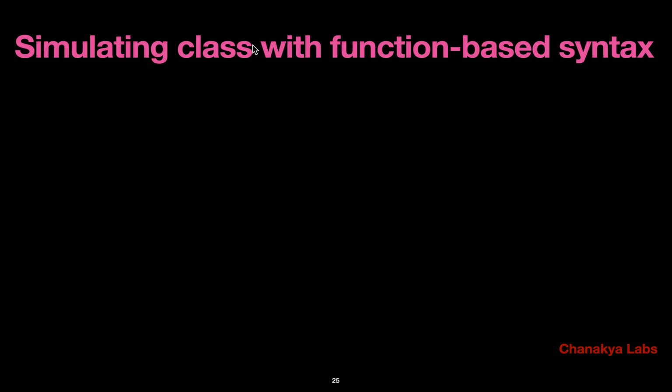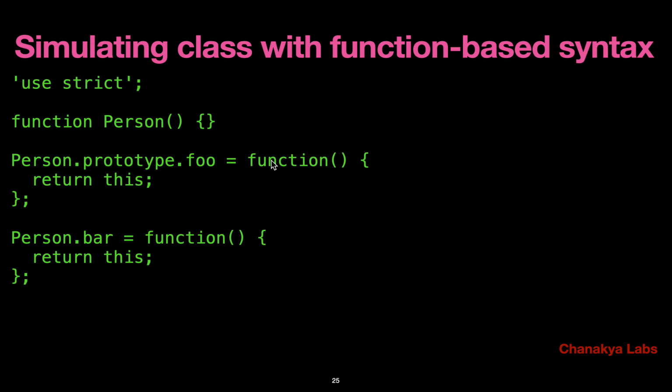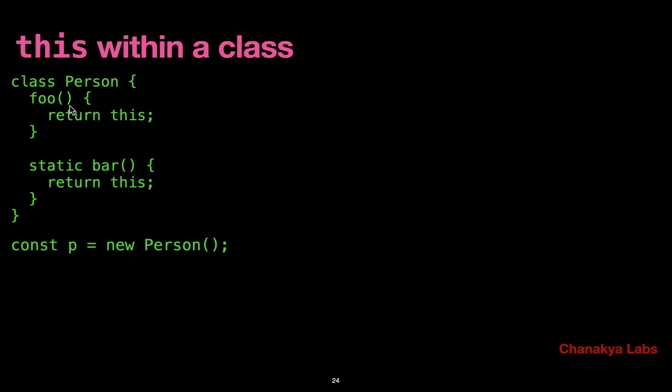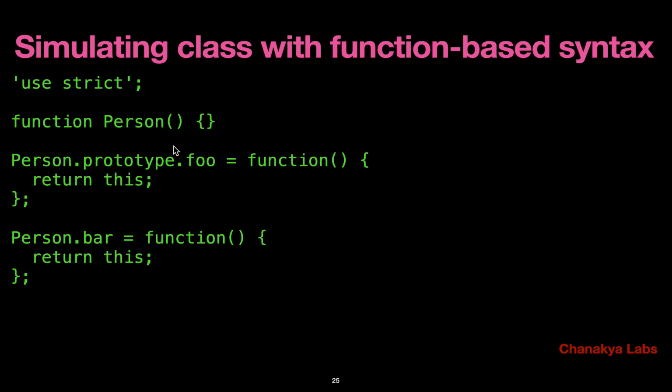Now we saw a bit of class syntax, but the whole thing is that these are internally built on top of functions only. So if I have a class like this which has foo and static bar, foo is a non-static attribute, a non-static method, and bar is simply a static function available on this class. If that is the case, then you can see that this can be simulated using functions like this.